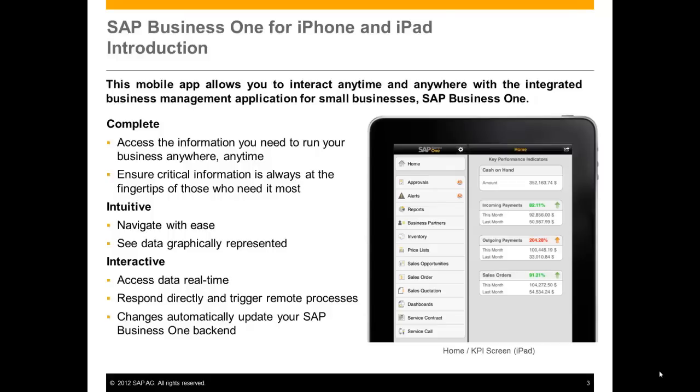what's new. So for those of you who may not be familiar with the SAP Business One mobile application, the purpose of the app is it allows you to interact anytime and anywhere with the SAP Business One application, which, as you're probably aware, is SAP's integrated business management solution for small businesses. Now, the great thing about the application is that it's complete, intuitive, and interactive. So what do I mean by that? Well, it's complete because it's giving you the ability to access the information you need to run your business anywhere, anytime, and it ensures that critical information is always available to those people who need it most. If you like, it's available at their fingertips.